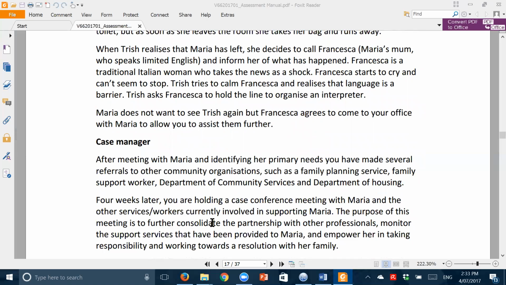After meeting with Maria and identifying her primary needs, you've made several referrals to other community organisations, such as a family planning service, a family support worker, the Department of Community Service and the Department of Housing. 4 weeks later, you are holding a conference meeting with Maria and the other service workers currently involved in supporting Maria. The purpose of this meeting is to further consider the partnerships with other professionals, monitor the support services that have been provided to Maria, and empower her into taking responsibility and working towards a resolution with her family.